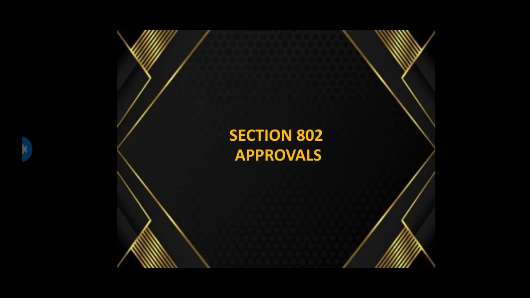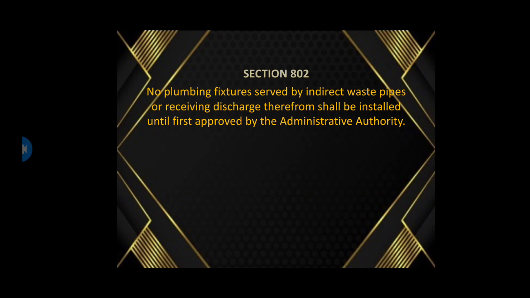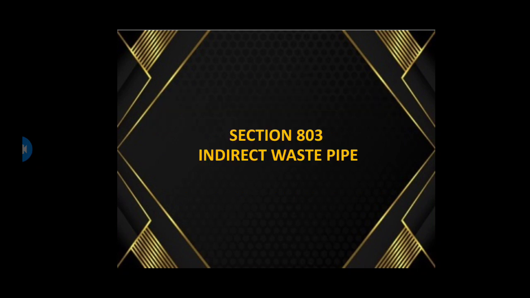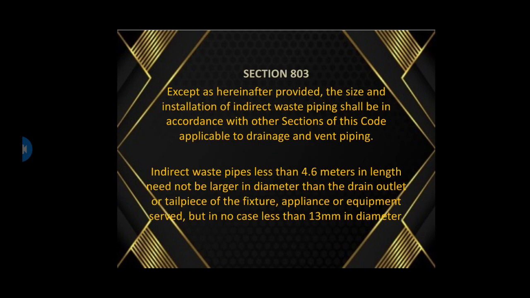Section 802. Approvals. No plumbing fixtures served by indirect waste pipe or receiving discharge therefrom shall be installed until first approved by the administrative authority. Section 803. Indirect waste pipe. Except as hereinafter provided, the size and installation of indirect waste piping shall be in accordance with other sections of this code applicable to drainage and vent piping.